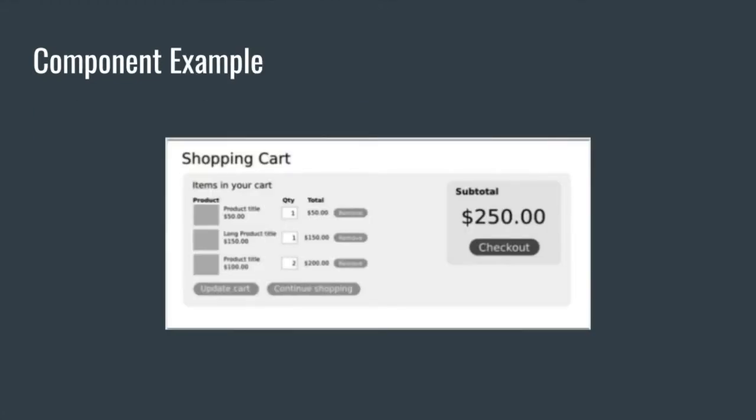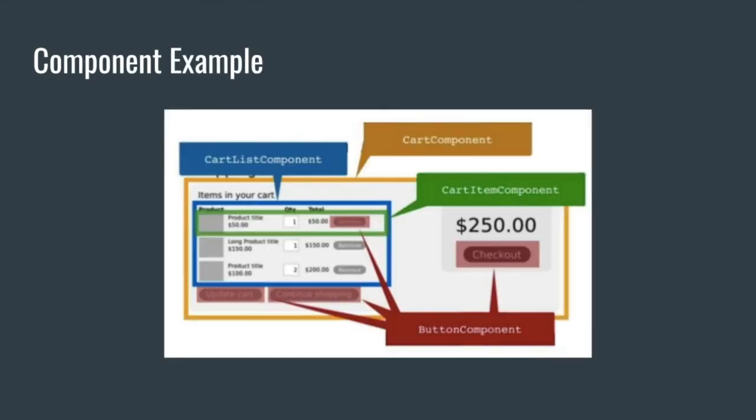Let's take this shopping cart for example. The cart itself could be a component that has other components within it. As you can see here, the cart list is basically just a list of a bunch of cart item components. And we said that these components can be reusable, which is evident here with the button component. Each button has its own ID, and then they can do different things. It really just helps keep things organized.